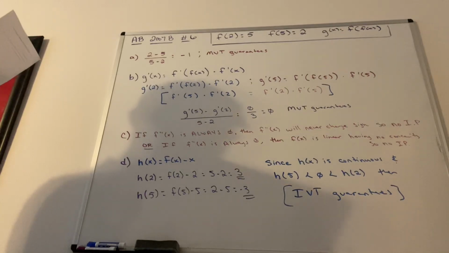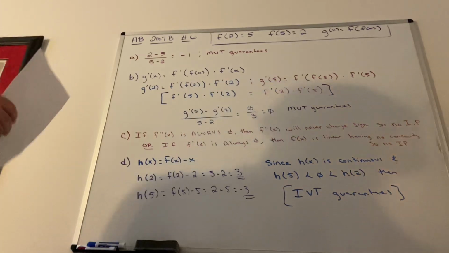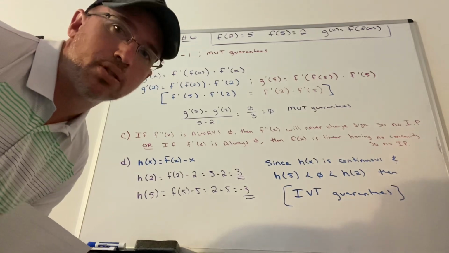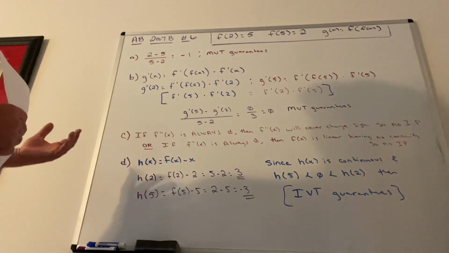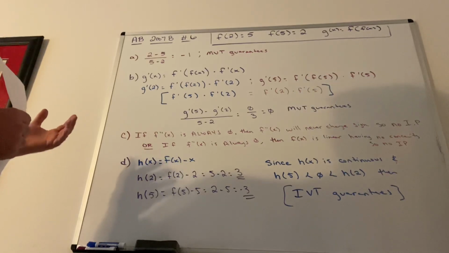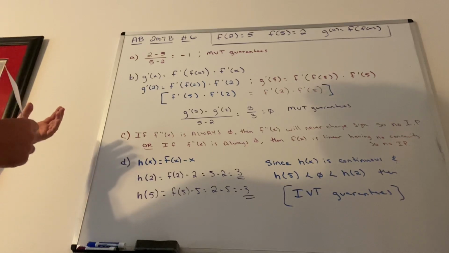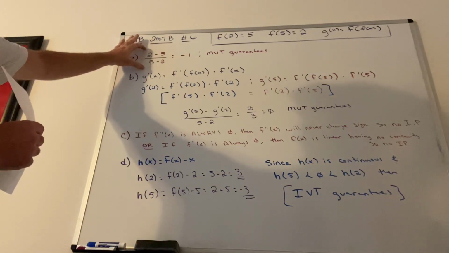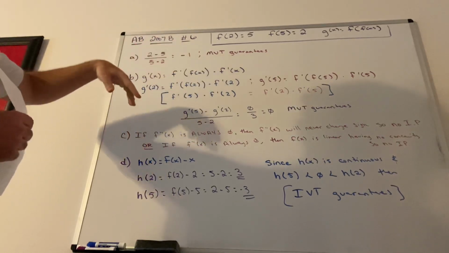Part A, explain why there must be a value c between 2 and 5, such that f prime of c is -1. Hopefully MVT is just screaming at you on that one. Obviously if you find the slope of f, then you're getting f prime, right? And so the slope between f of 2 and f of 5 can be found using y2 minus y1 over x2 minus x1, which gives you -1, which is what they're looking for.